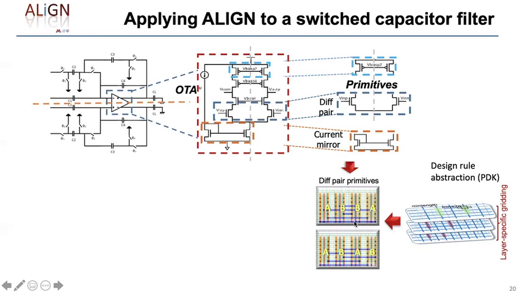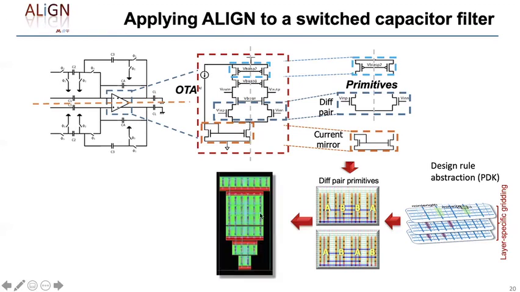These are our basic building blocks, and we build upwards from here and assemble these primitive layouts into an OTA layout with placement and routing. This gives you the layout of the OTA.